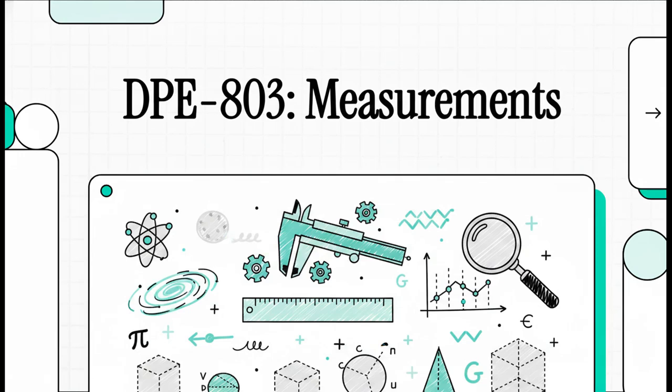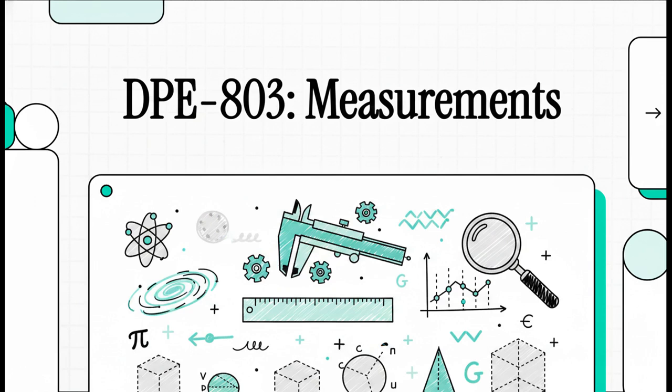Welcome to this explainer. Today, we're taking our view of the world from simple qualitative observations and turning them into hard, exact, quantitative physics. We are mastering the critical foundations you need for DPE 803. Because if you really want to understand how scientists decode the universe, well, you have to speak their language first.